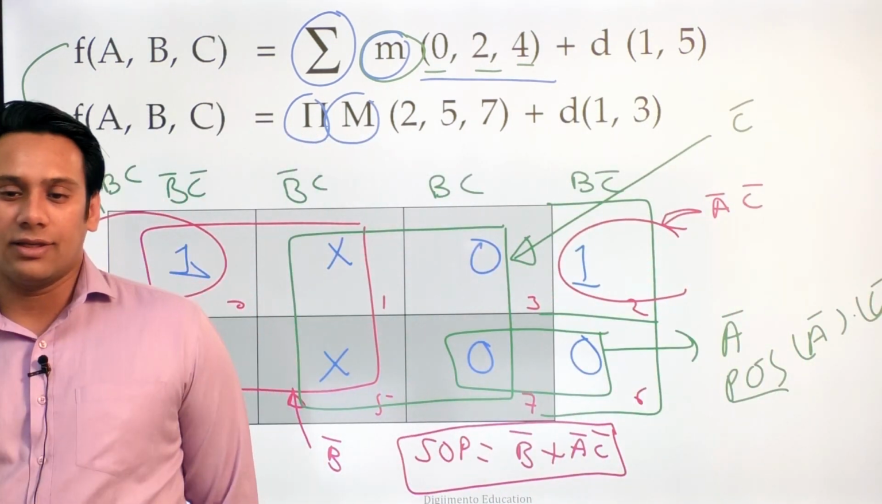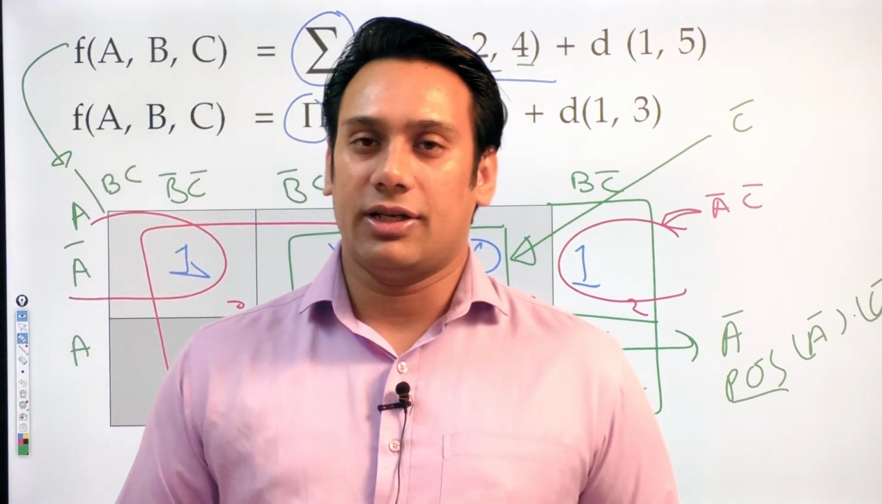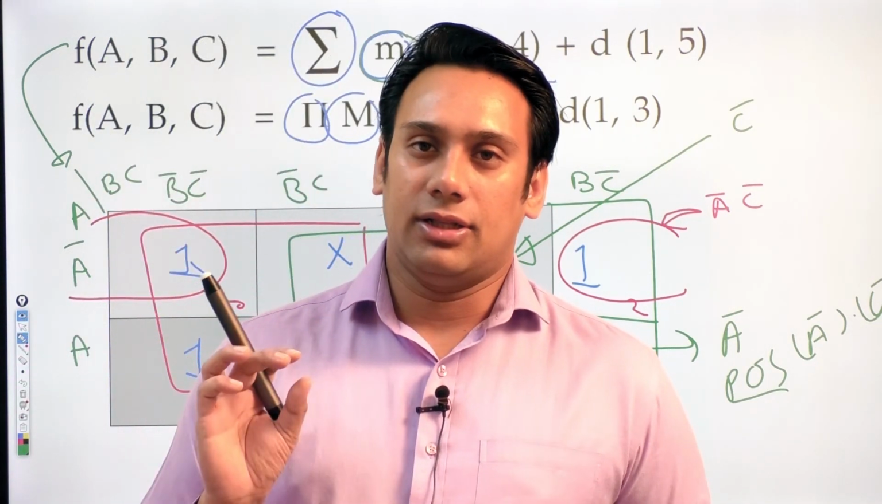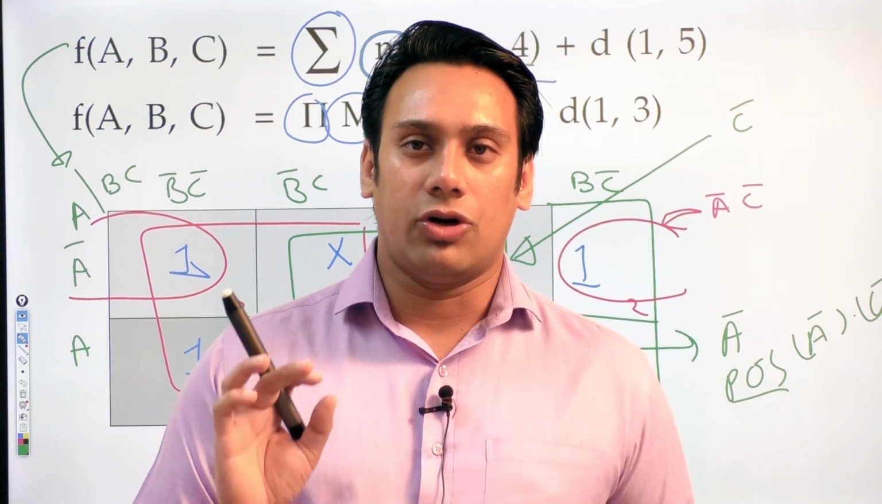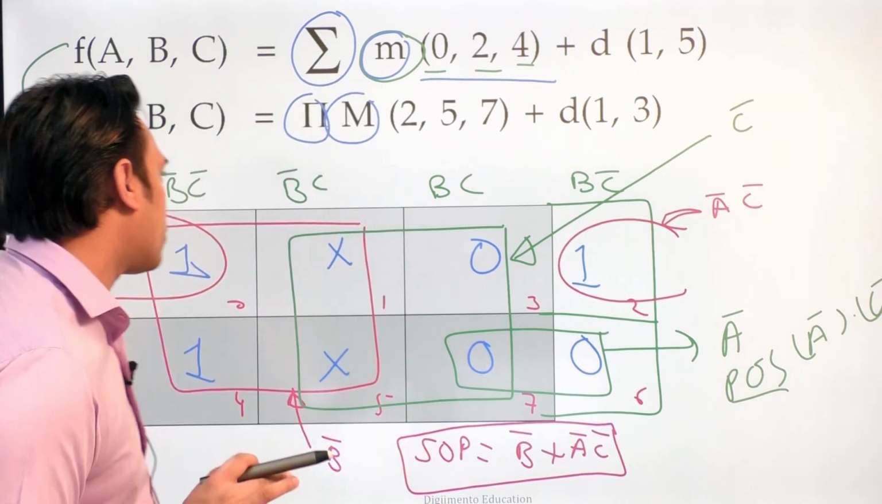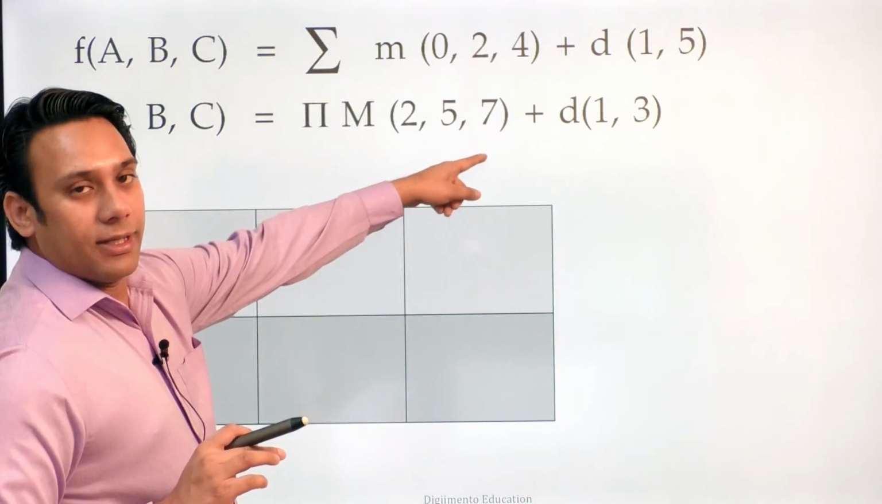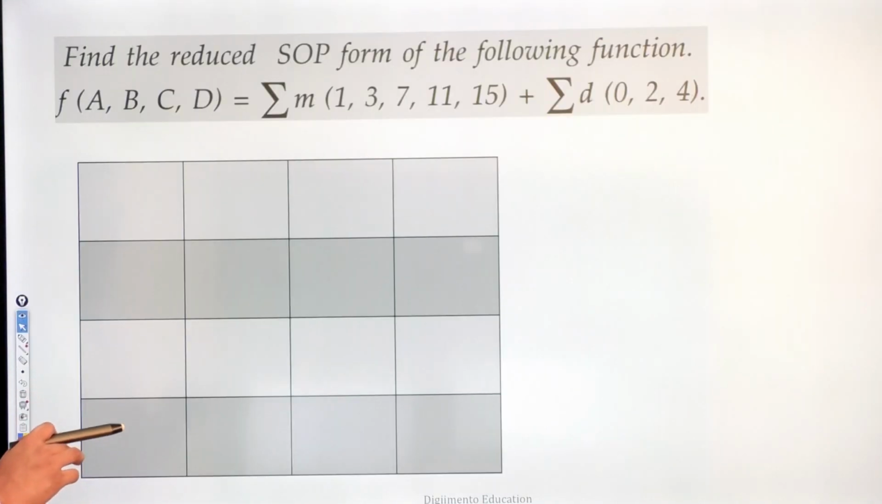So again, as I'm saying, I want to assign a value to the don't care combination in such a way that our end solution can be minimized. Okay. So you can do the second part by yourself. You can do this on your own. Let me do this one.